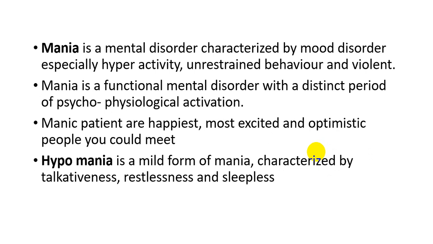The second condition is mania. Mania is a major mental illness which is characterized by mood disorder, especially hyperactivity, misunderstanding behavior, and violence. Very violent. Mania is a functional mental disorder with a distinct period of psychophysiological activation. A manic person, mostly, if you check, is very clean, very euphoric, very happy, very excited, very social. That is a manic person.